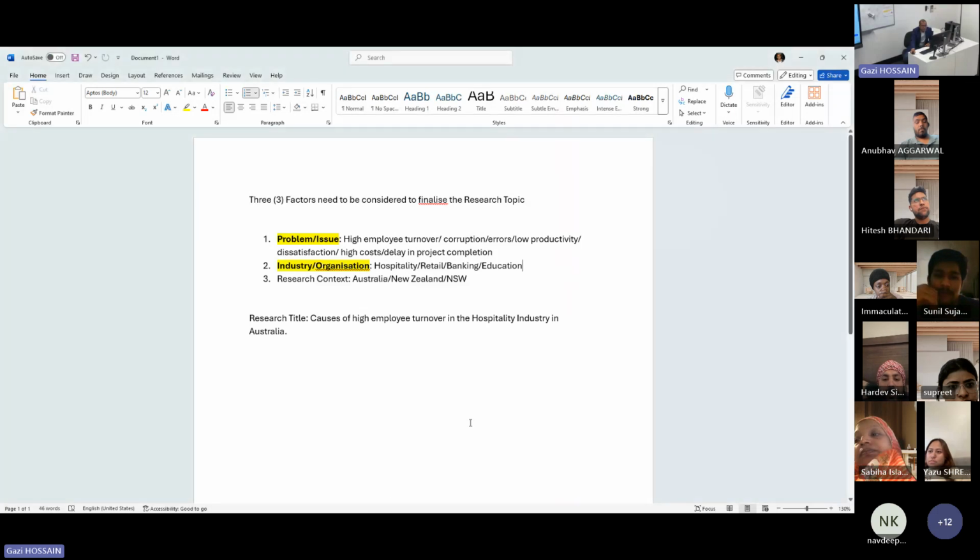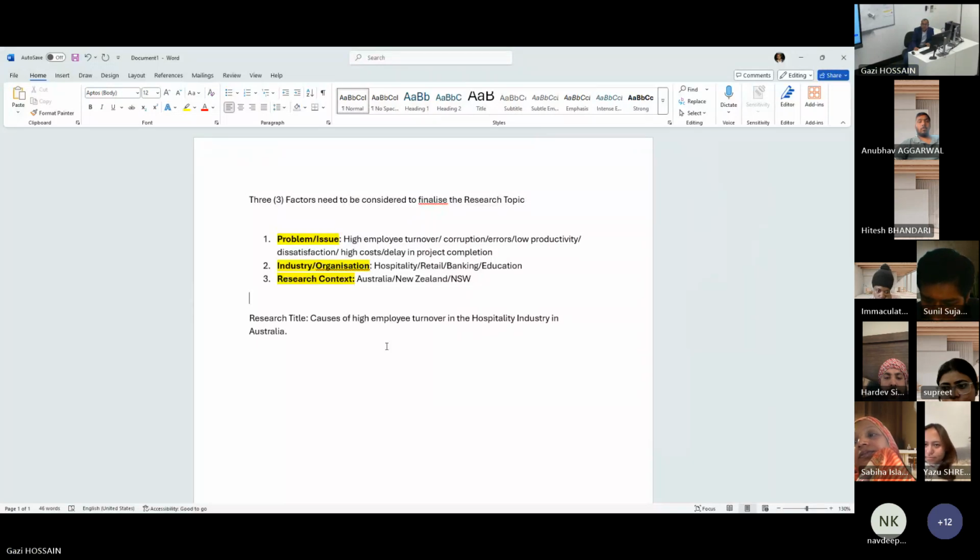Okay. Returning back to the third point or factor, which is that you can see the context. Say Australia or NSW or New Zealand or India or Pakistan or Vietnam or Bangladesh or Nepal, Sri Lanka, any country of your choice. Why? It is because, as I said, the country's context also makes changes in our research findings.